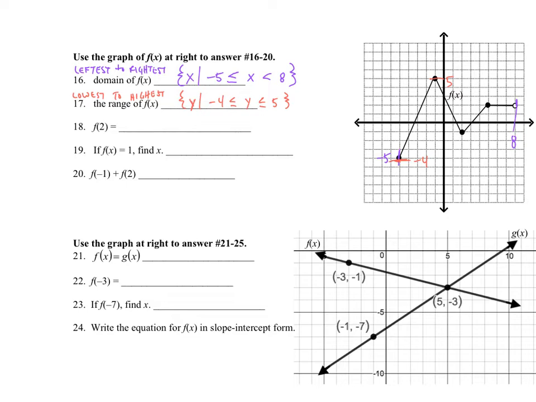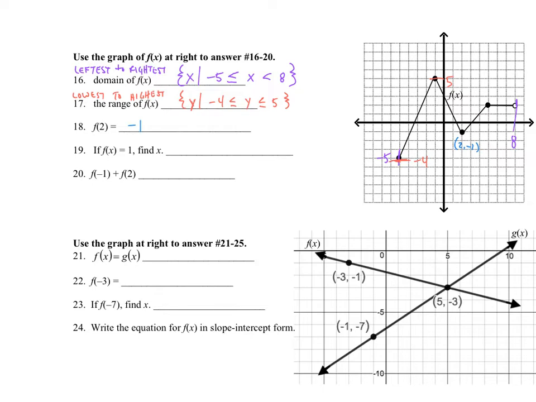F of 2. And the idea here is that the 2 is taking the place of where the x would be. So I want to go to where x is equal to 2 and figure out what the y value is. This is saying if x was 2, what's the y value? So our answer here should be the y value. At that point, that's (2, -1), so the y value is -1.